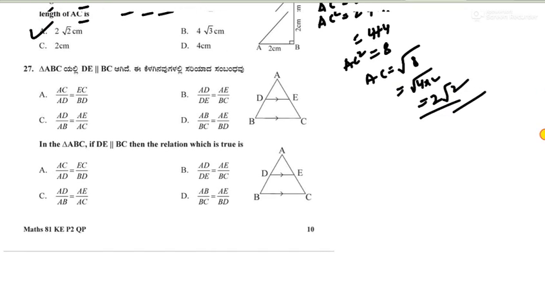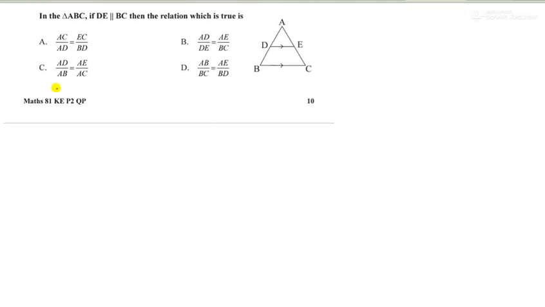Moving to question number 27 now. In triangle ABC, DE is parallel to BC. Then which relation is the true relation? So we can have two types of relation here. One is AD by DB, first form. Second form is AD by AB. Okay, so we'll search for that. AC by AD, no matching, leave it. We have to use BPT here.